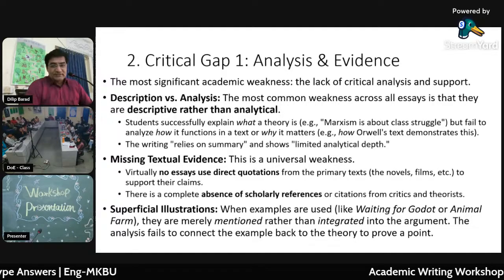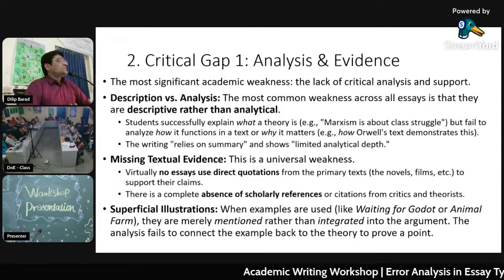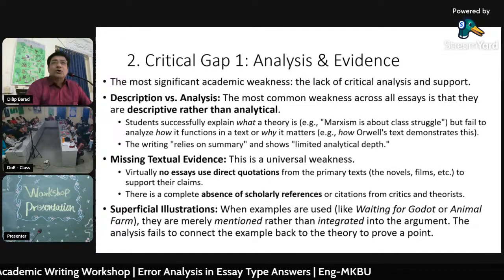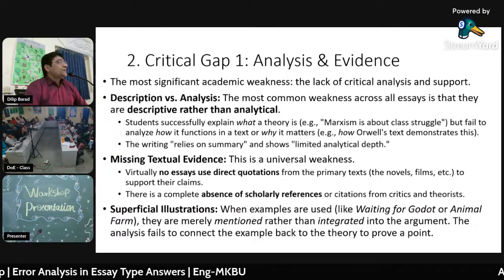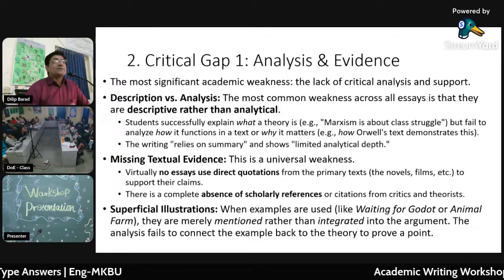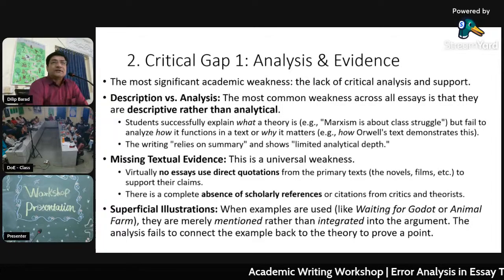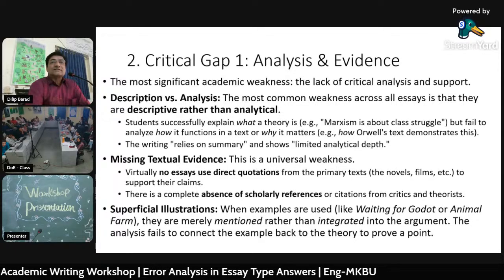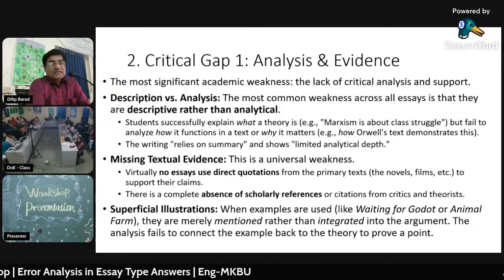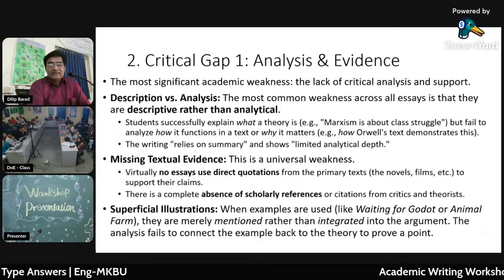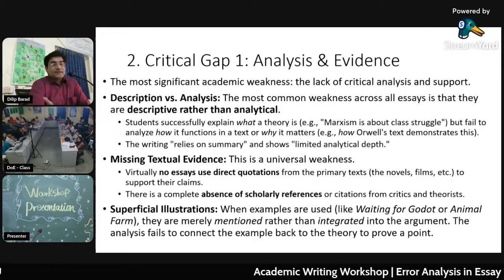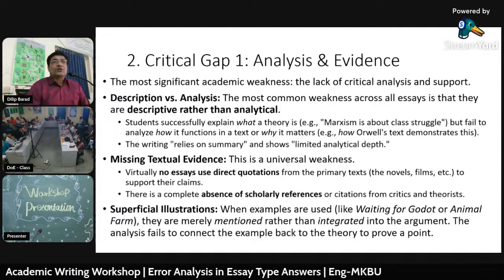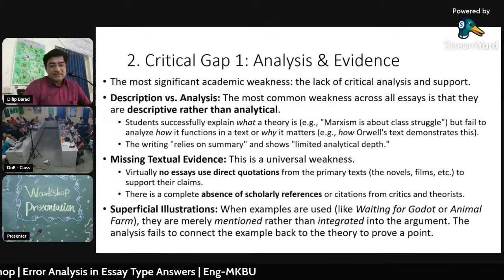Then, missing textual evidence. This is obvious, because in criticism it is difficult. If it had been a paper of Indian literature or any literary text only, then there might have been more textual evidence in what you are writing. But in literary theory and criticism, it is always difficult to connect with textual evidence. So we can understand this weakness in this paper. Virtually no essays use direct quotations from the primary text to support the claims. There is a complete absence of scholarly references, which, as we have said, is not required. Scholarly reference is not required in answer writing.